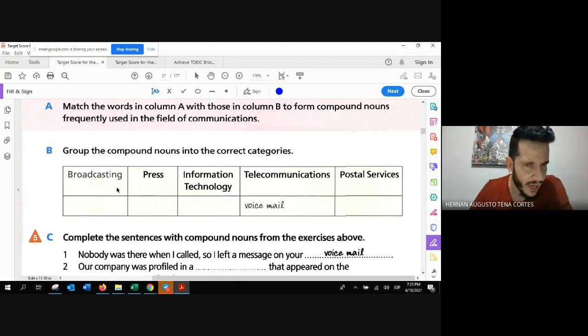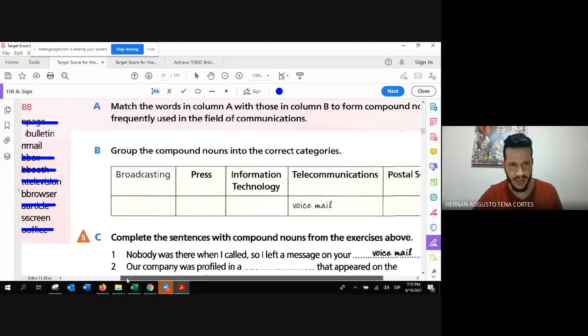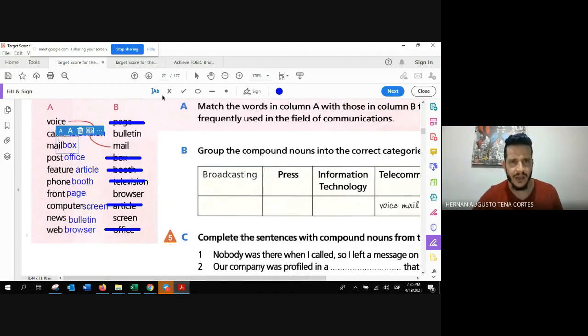I think you know what postal services is. Be careful with broadcasting and press because they're very similar. But press is only the news, and broadcasting can be any type of media. So what I am going to do is I want you to take a look at these words here.